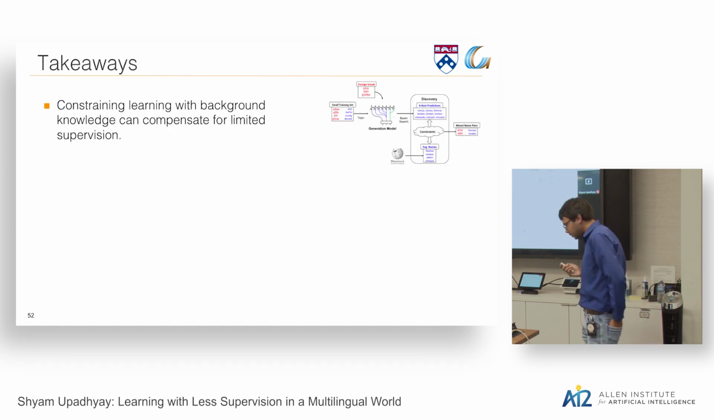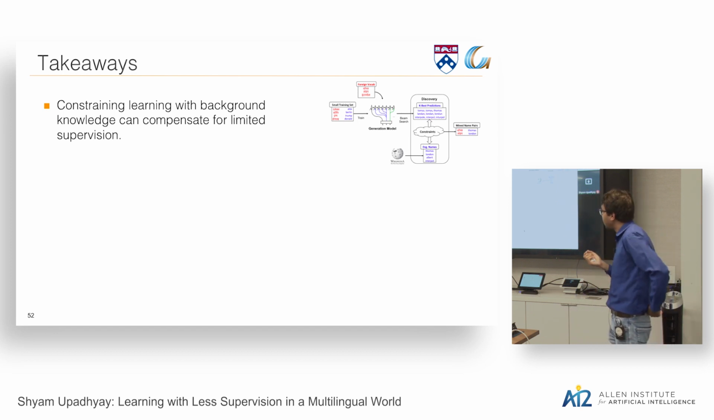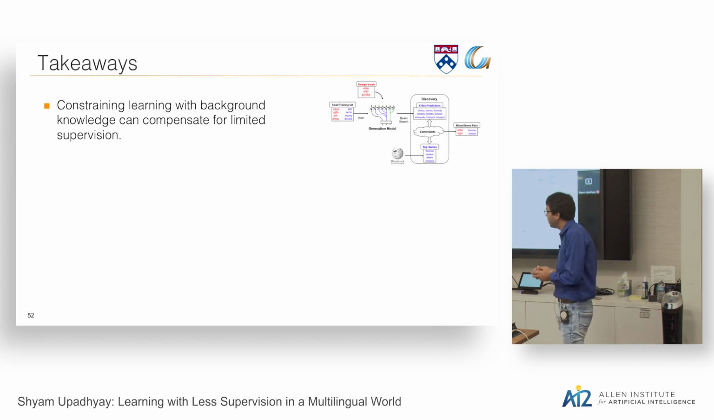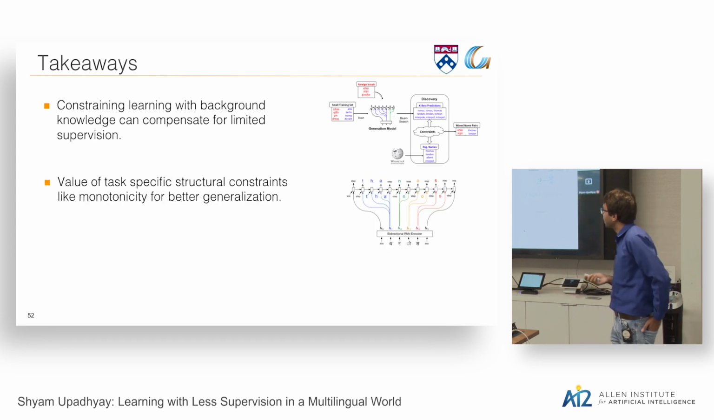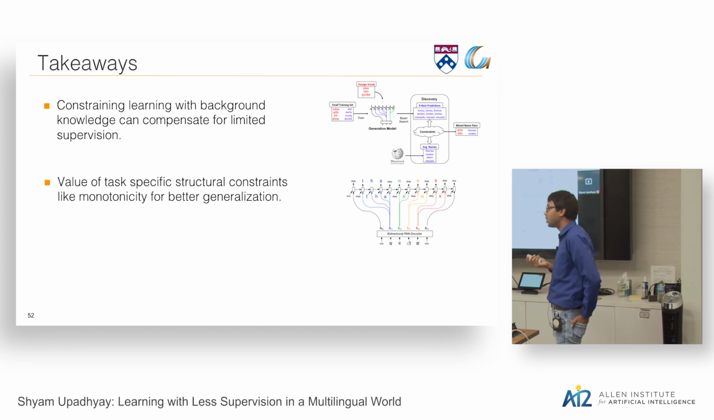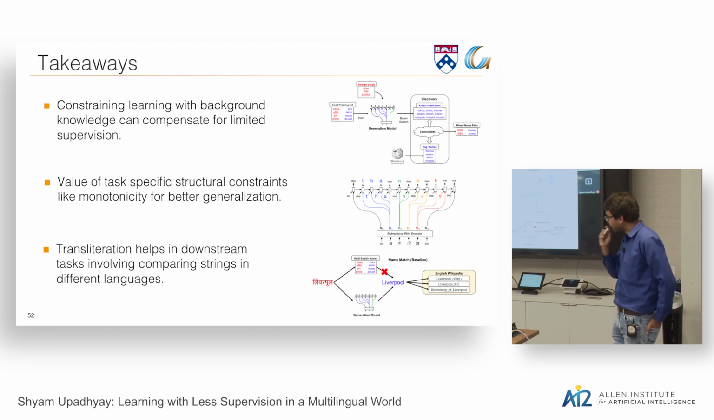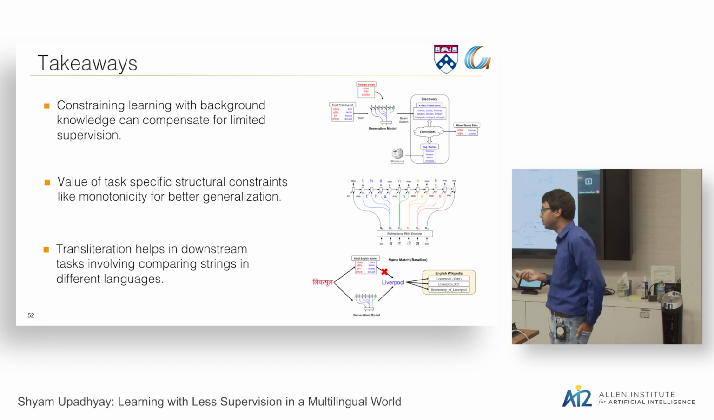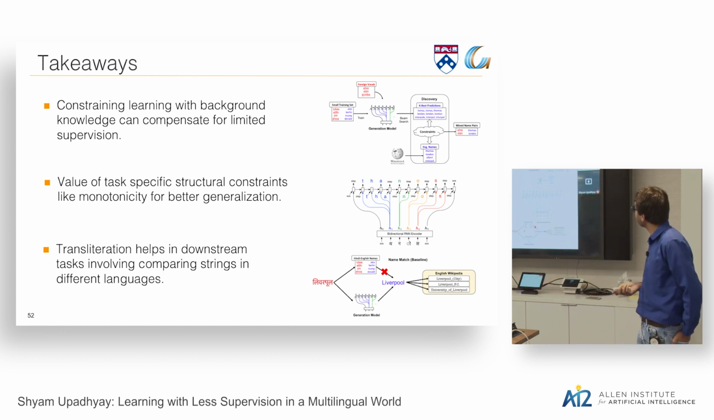All right, so that concludes the second part of this talk. I showed today how, by constraining your learning using background knowledge, you can compensate for the limited amount of supervision that you have. This was shown in the bootstrapping approach. We also saw how, by incorporating the monotonicity constraint into the model itself, we were able to generalize better, even in a low resource scenario. And finally, I showed how by using transliteration, we can improve on downstream tasks like candidate generation.